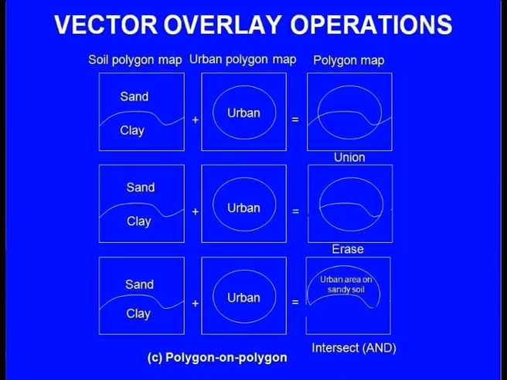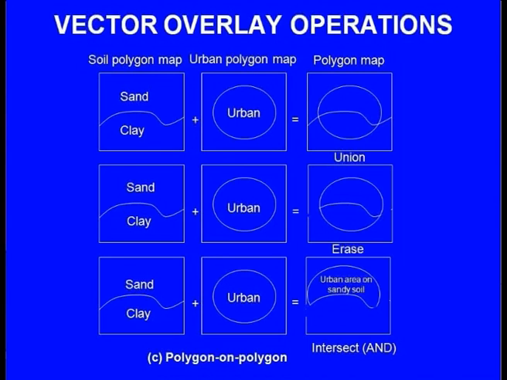Similarly, when we go for an erase type of operation, if I am only interested in the distribution of soil within the urban area and not in the non-urban area, then the extra portion of the soil boundary in the soil map is erased, because we are only interested within a particular polygon to depict the variation.